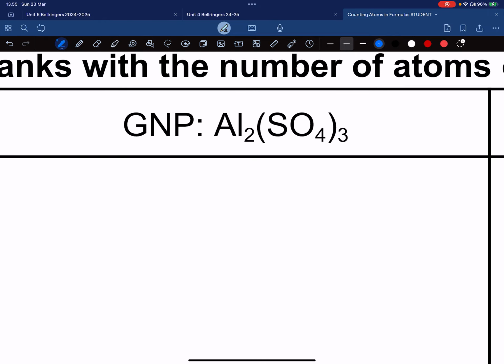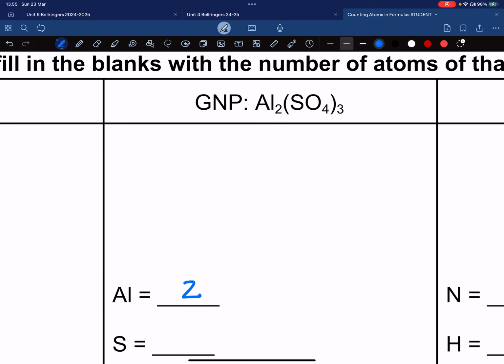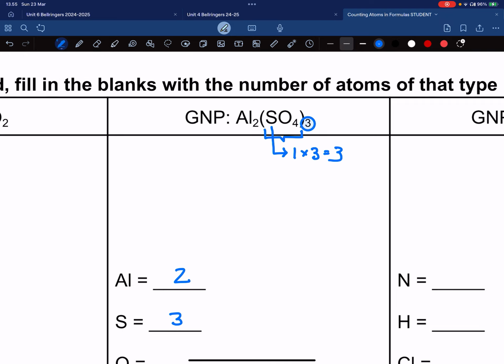Next, aluminum has a 2, and aluminum has nothing to do with this number right here. That's the parentheses for the sulfate. So aluminum has 2. So aluminum is only going to have 2 atoms. Now, sulfur inside the parentheses. Sulfur only has 1. But then you've got to multiply it by that 3. So 1 times 3 is equal to 3 sulfur atoms.